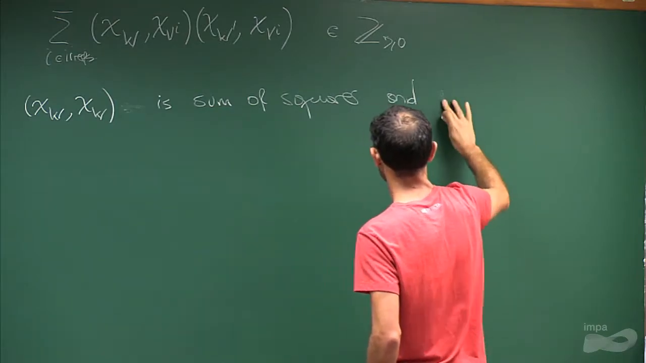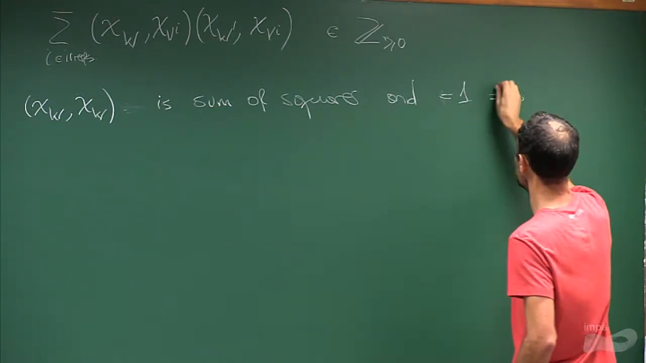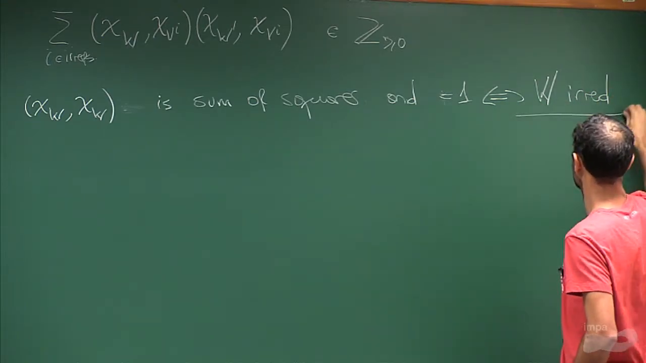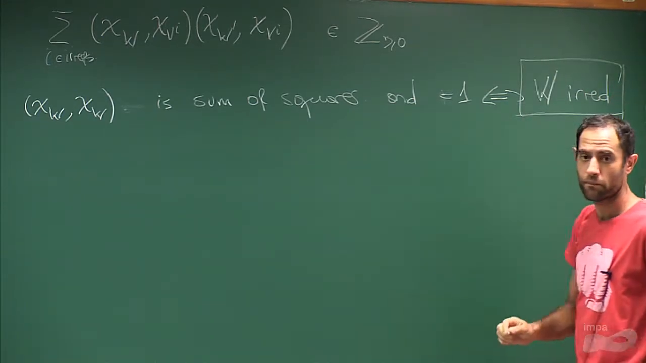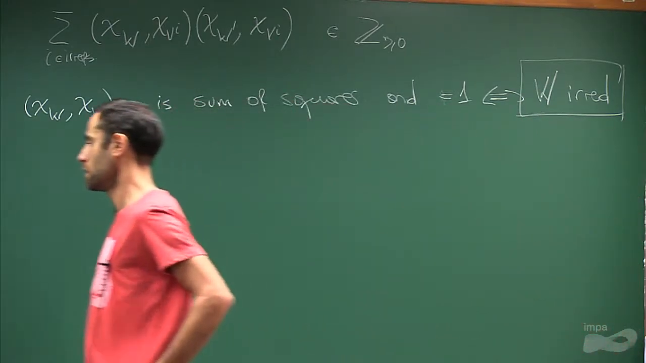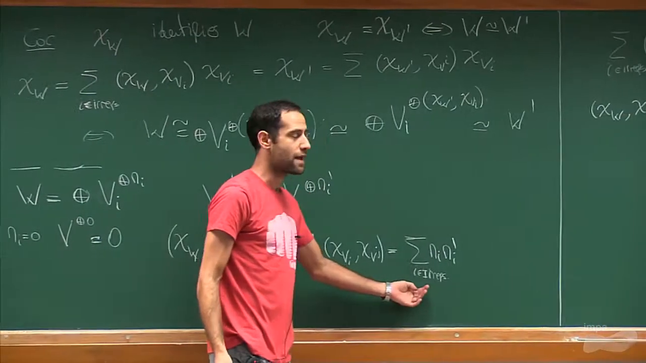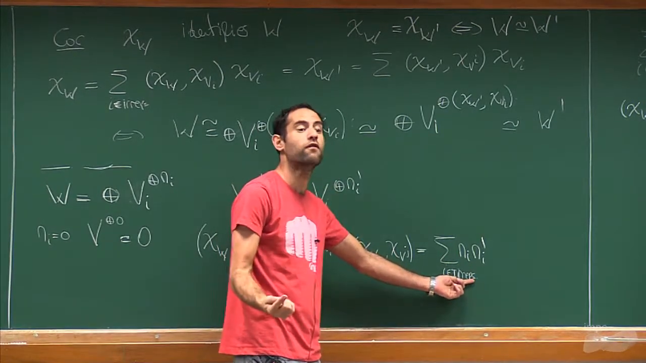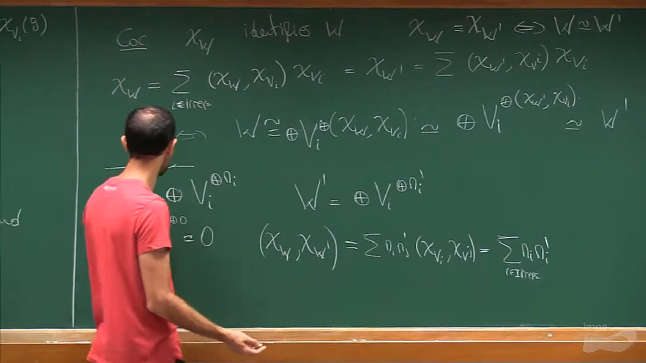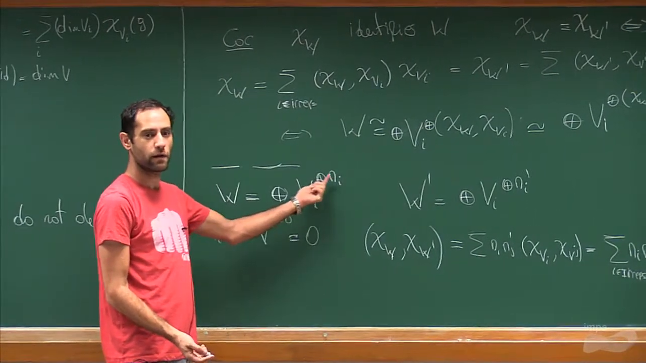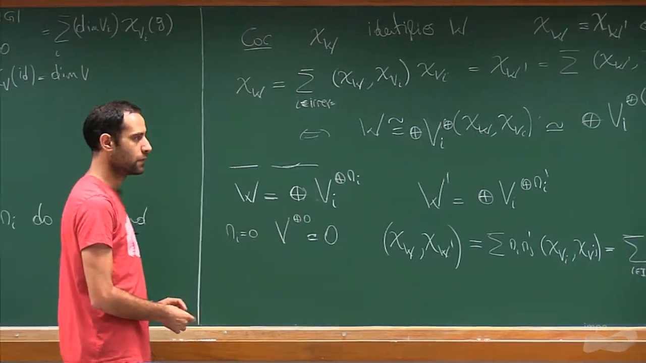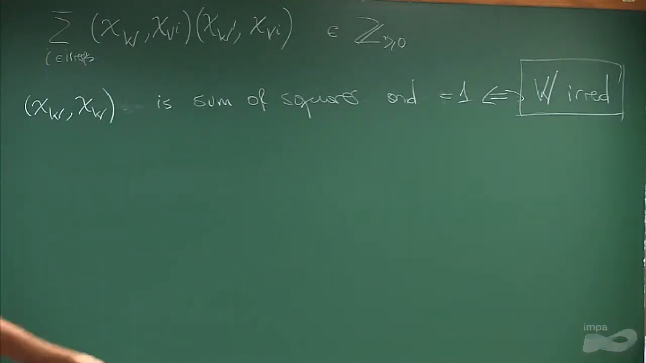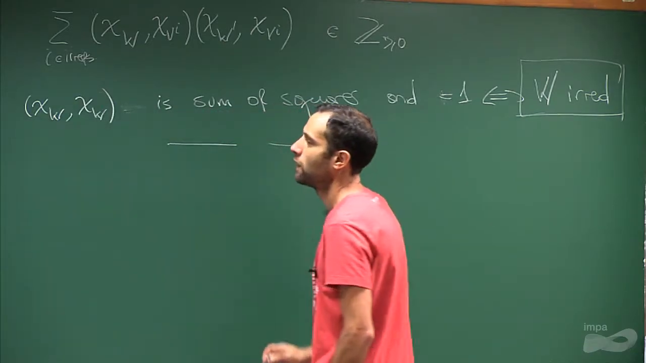And it's equal to 1 if and only if W is irreducible. Right? Because if you have a sum of squares, then that number is 1 if and only if all of these numbers are 0 except one of them, and that one of them means that W is some Vi raised to the 1. Right? So it's only one copy of Vi, so therefore it's irreducible. All right.